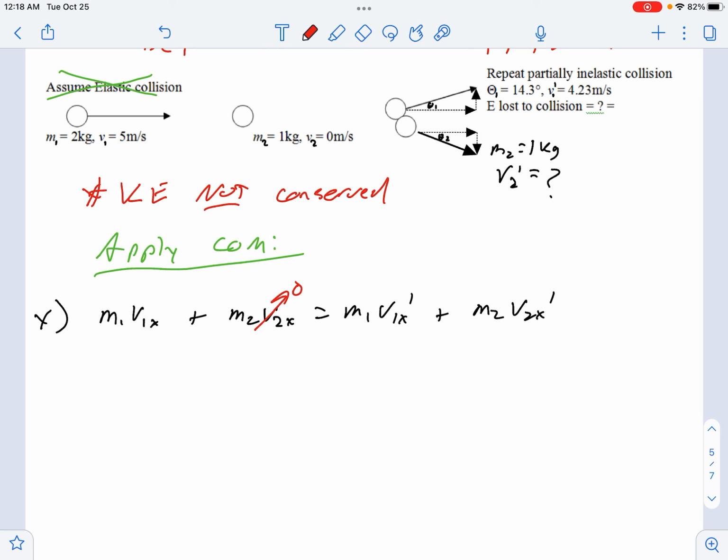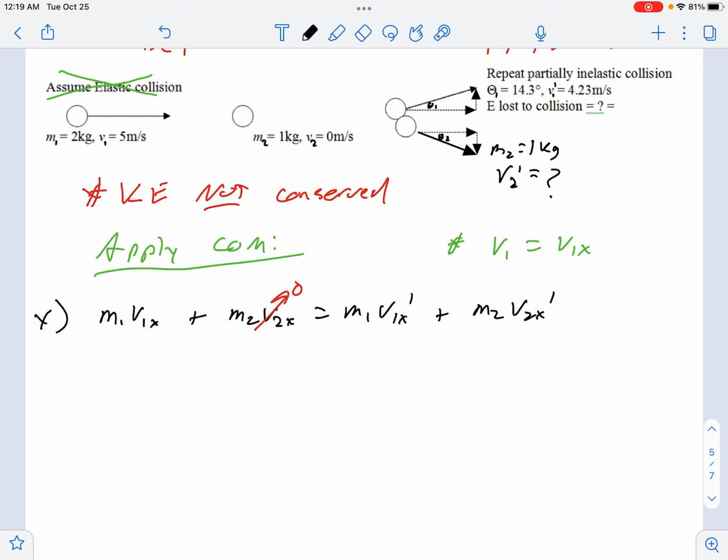The other little caveat to this is that ball number 1 is only moving sideways, so that V1 is all X. Afterwards, we have information about ball number 1. It goes off at 4.23 meters per second at an angle of 14.3 degrees. When the two balls collide somewhat inelastically, that means they stick a little bit. That's going to wind up changing the speed and the direction of the ball. So we're not going to get the same answers as we did before, which is why we're applying conservation of momentum instead of conservation of energy.